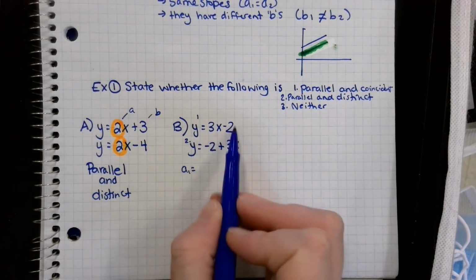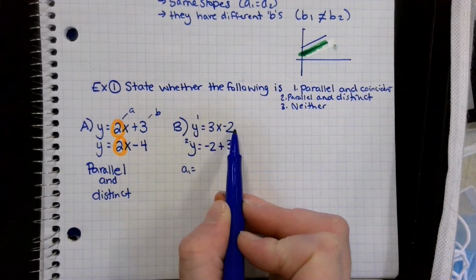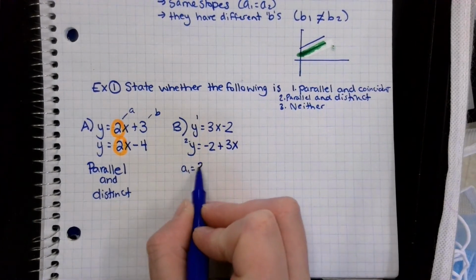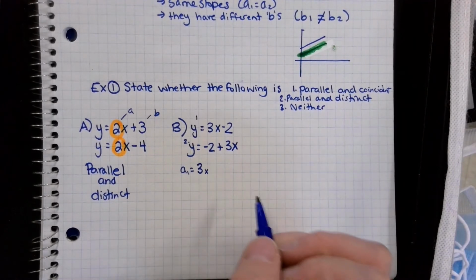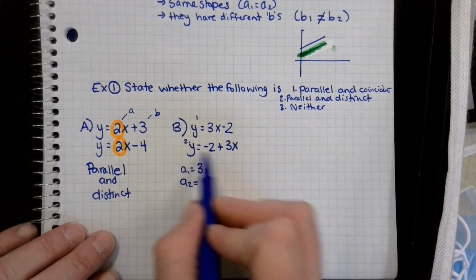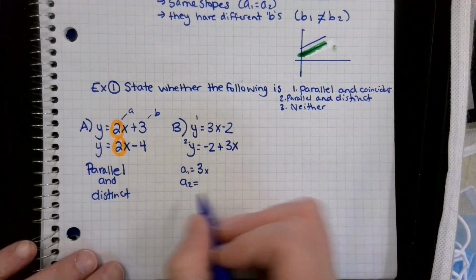What is the A in this first one? Just look at the first one, the one that I'm circling. What's the A? 3. Or 3x if you want to write the x beside it, because I know last year that happened a lot. What's the second one? What's the A in this one? 3x. It's always the number beside the x.